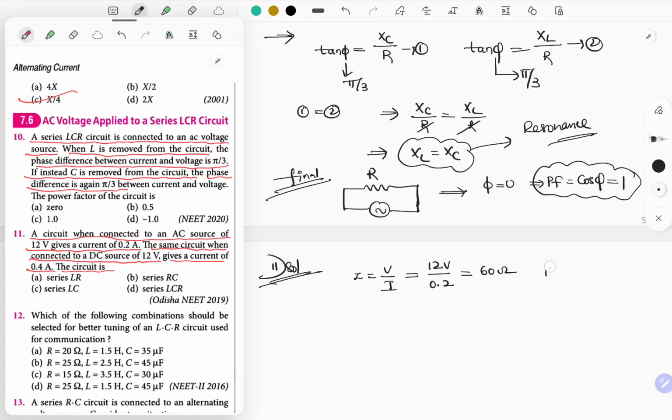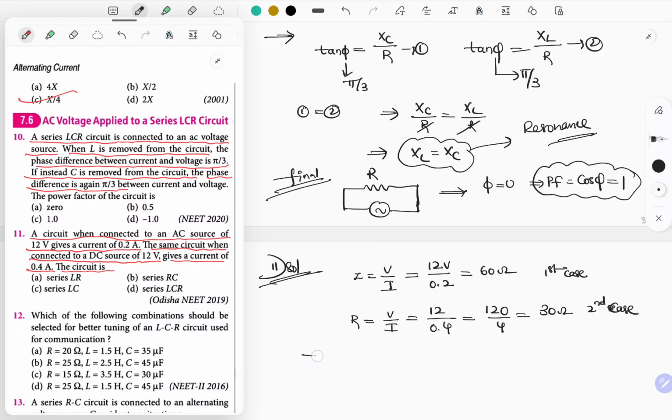So this is the first case. In the second case, the same circuit is connected to a DC source of 12 volts. DC source in the sense only a resistor is present. Again V by I: the voltage is 12 and the current is 0.4 amperes, so it is going to be 120 by 4. So 30 ohms is the resistance. This is the second case.